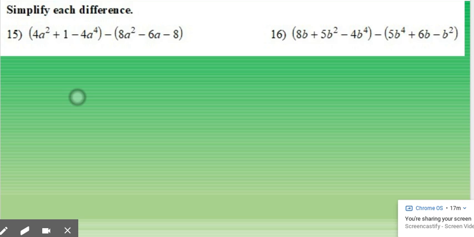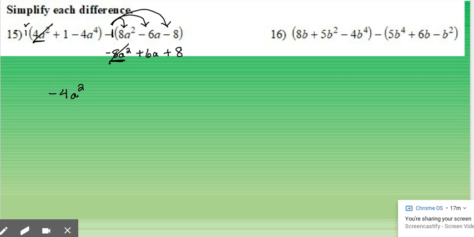Okay, this one has a minus in between, so this is 1. That's good. This is negative 1, so I have to distribute this negative 1. Negative 1 times 8a squared is negative 8a squared. Negative 1 times negative 6a is positive 6a. And negative 1 times negative 8 is positive 8. Then I need to add up my like terms. So my a squareds, 4 plus negative 8 is negative 4a squared.